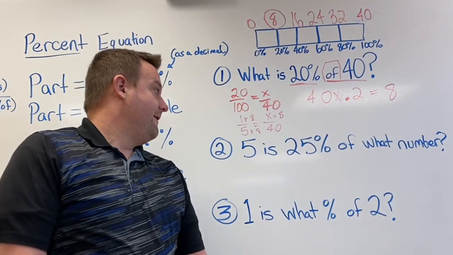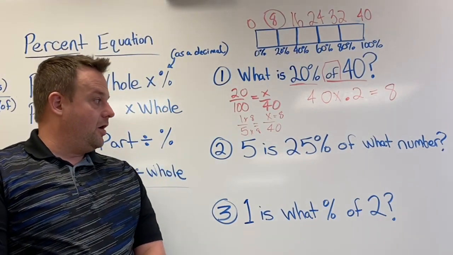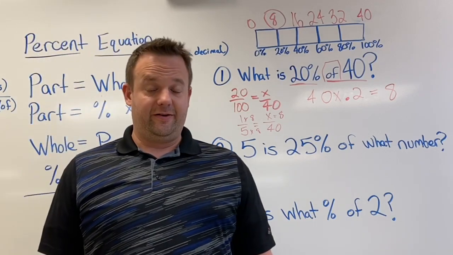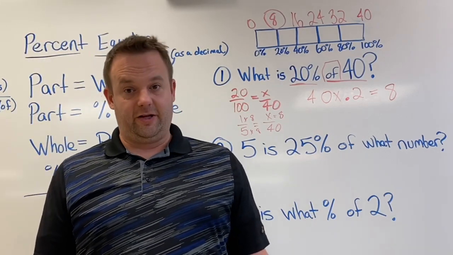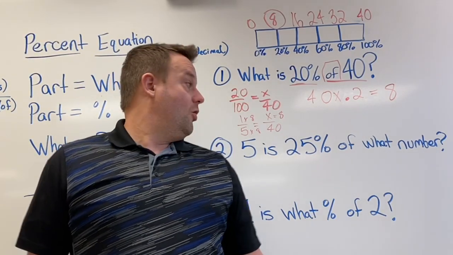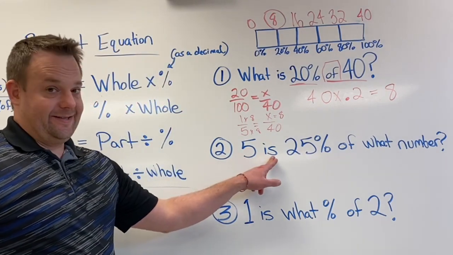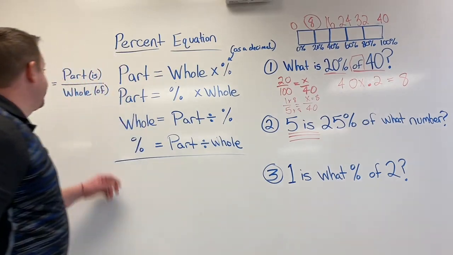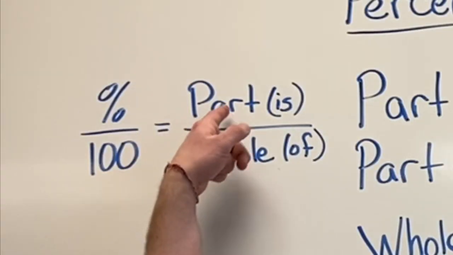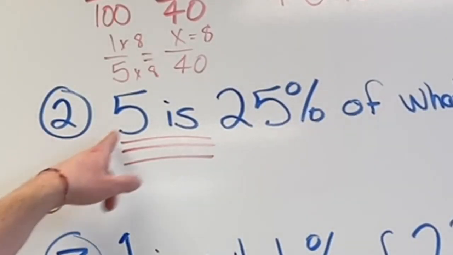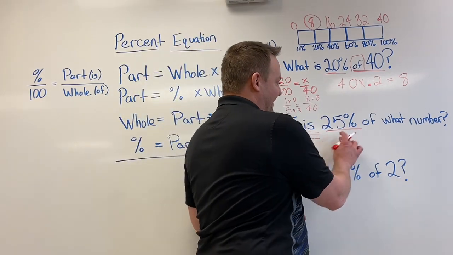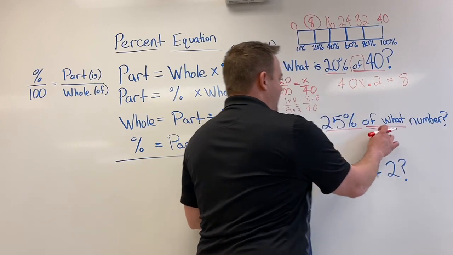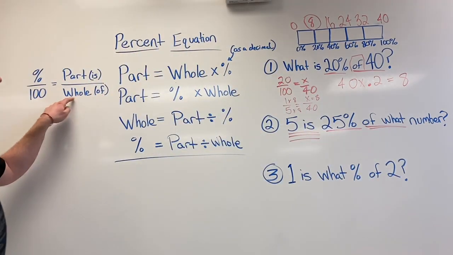Number 2 reads, 5 is 25% of what number? Let's break this down. What are we missing? Are we missing the part, the whole, or the percent? What do you think? Well, 5 is indicates part, so we know we're not missing the part. 25% indicates percent. Of what? Of what means we are missing the whole.